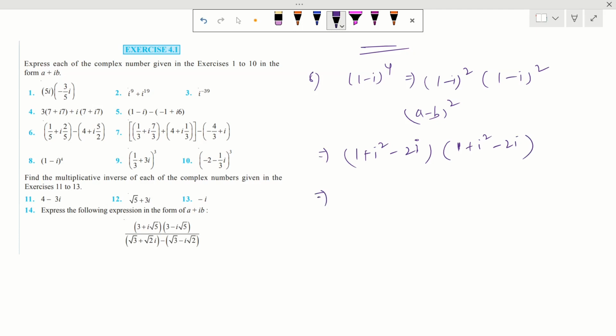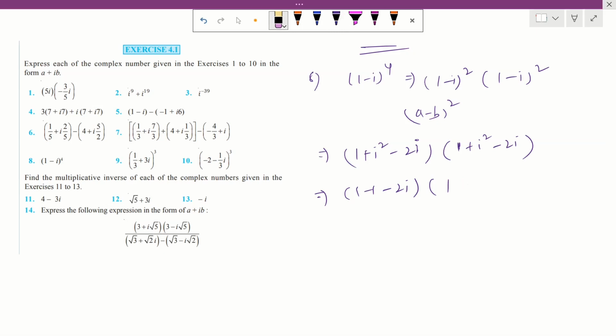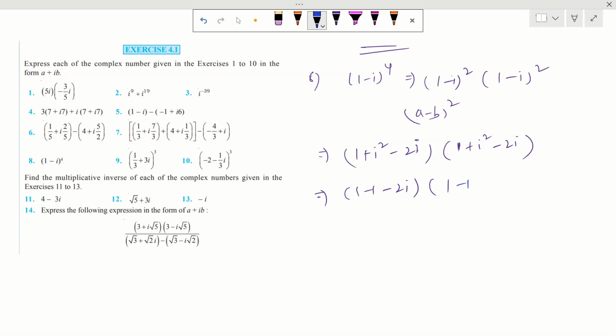So then 1 plus i square is minus 1 minus 2i, and here the i square value is minus 1. So therefore we can write here directly minus 1, and minus 2i. So here 1 and 1 will get cancelled. It is minus 2i into minus 2i.